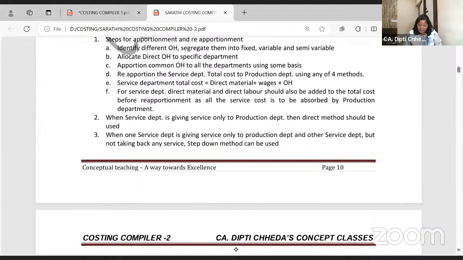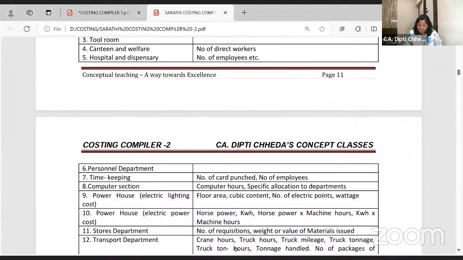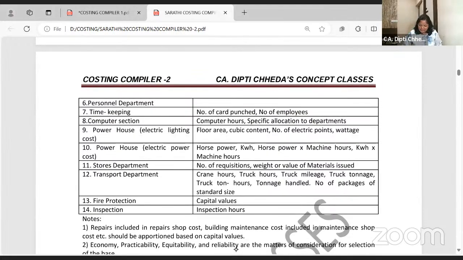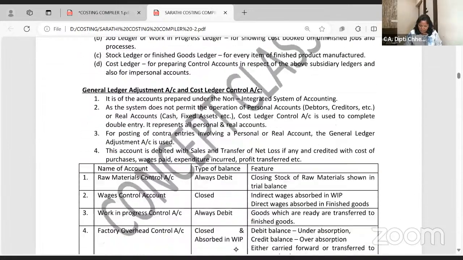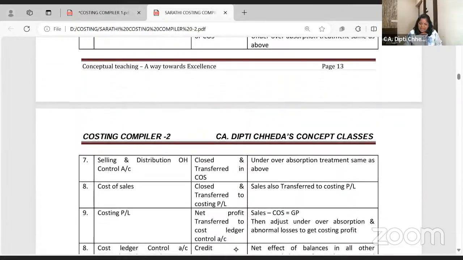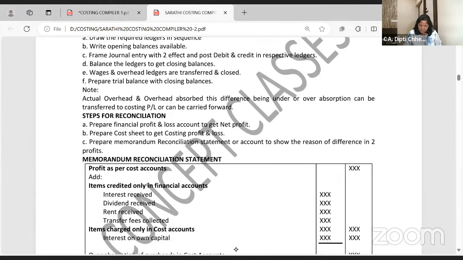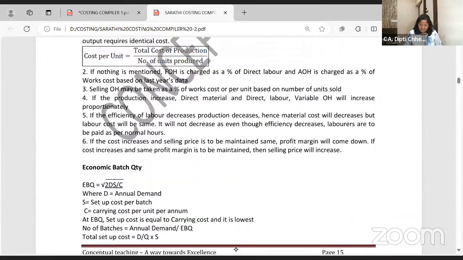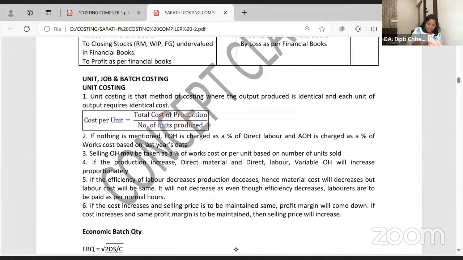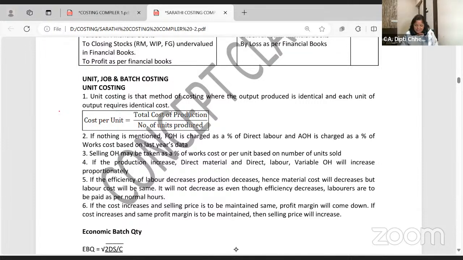Come along. Can you see my screen? These are all the overhead related booster notes. If you keep repeating the booster notes, I will cover the whole under and over absorption tomorrow. Please remind me if I forget, and if you're attending live, just go through the booster notes. Today's topic is, this is Compiler 2, which has all the booster notes and all past exam questions.